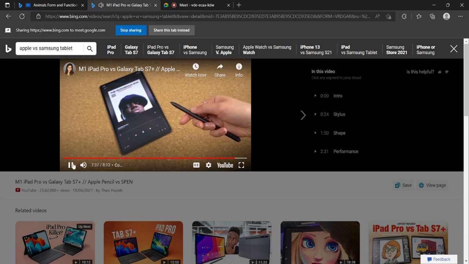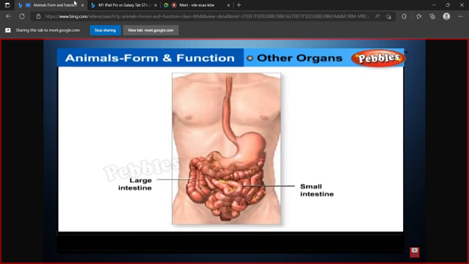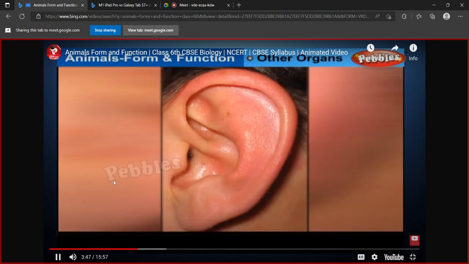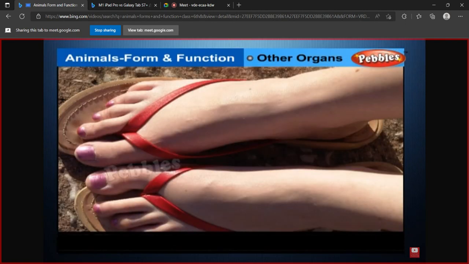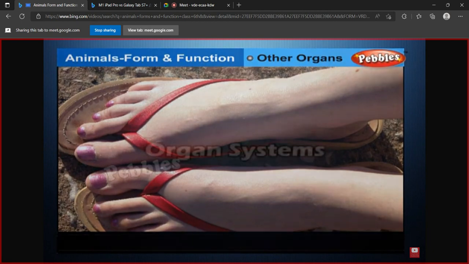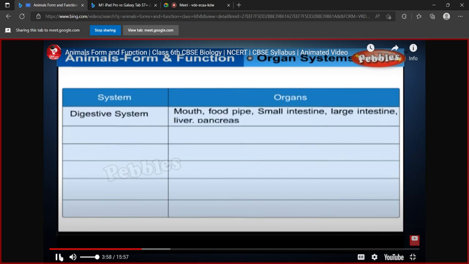The organs described above, like the stomach, heart, kidneys, and intestine, are internal organs. External organs, for example, include the ear, eye, arms, legs, hands, and feet. Organ systems.